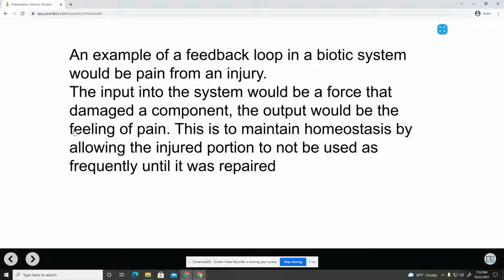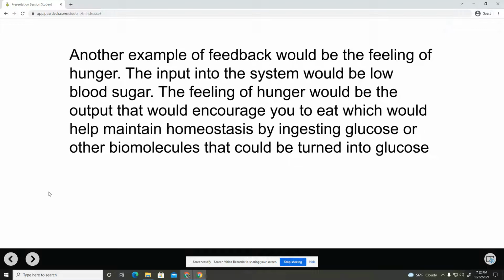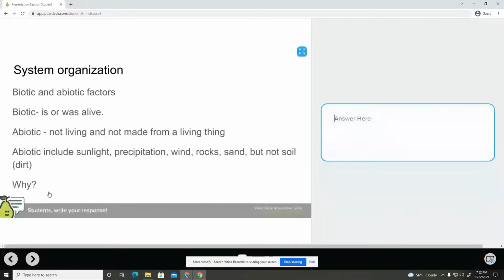Another example of a feedback loop would be pain from an injury. Input into the system would be a force that damaged a component. The output would be a feeling of pain, again, maintaining homeostasis. Feeling of hunger. I already said this.